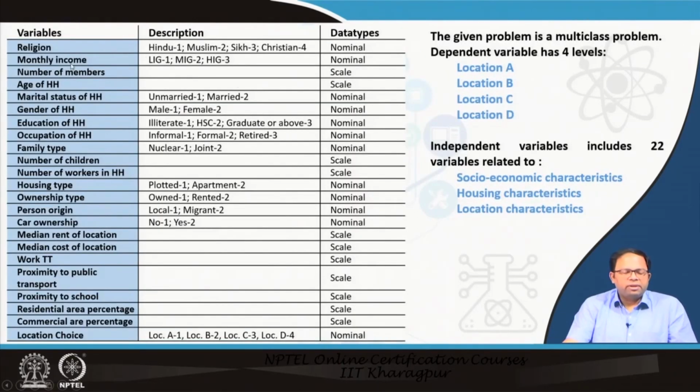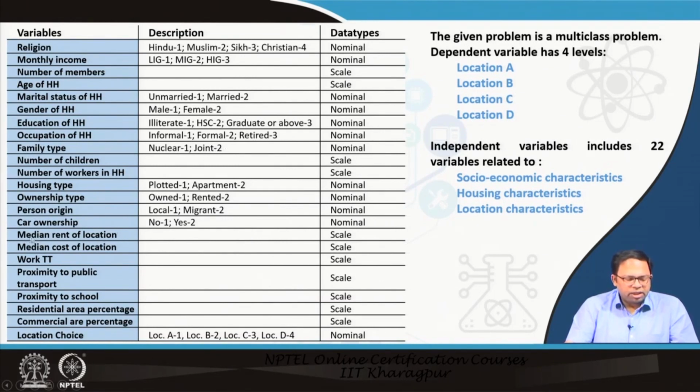So, these are the variables that we have considered. We considered the religion, we considered monthly income. These are all nominal variables, as you can see: LIG 1, MIG 2, HIG 3, these are the 3 categories. Then number of members, age of household, marital status of household, and gender of household. These are again nominal categories. Education of household head, occupation of household head, then family type. Number of children and number of workers are continuous variables. Then housing type and ownership type are again nominal variables. Person origin, migrants, car ownership, almost the same as the last model.